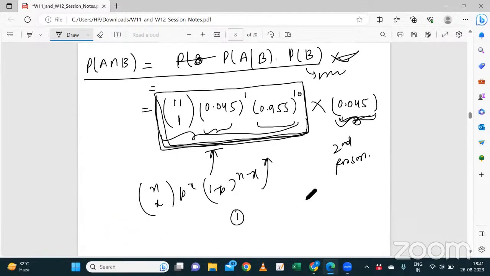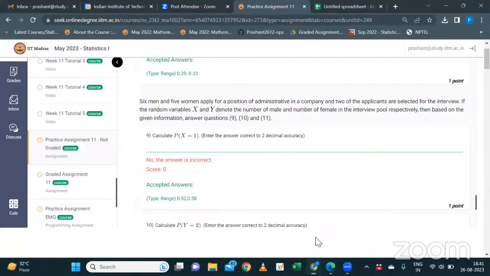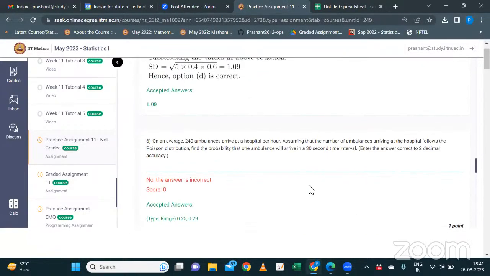Yes, sir. I have a doubt from practice assignment 11, question number 6. This one. Okay, what is your doubt in this one? Sir, here our lambda will be half of... Okay, see. On an average, 240 ambulances arrive at a hospital per hour, right? Assuming that the number of ambulances arriving at a hospital follows Poisson distribution, find the probability that one ambulance will arrive in a 30-second time interval. So it's a 30-second time interval.